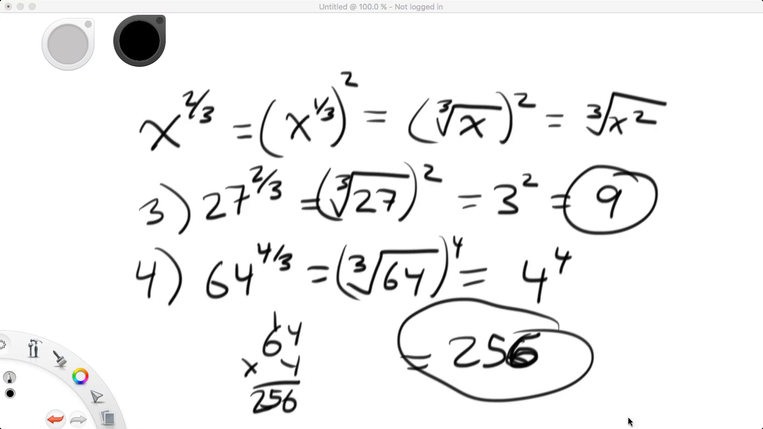Number 4, 64 to the 4/3 power. Actually, 64 has a cube root. The cube root of 64 is 4. So we're going to end up with 4 to the 4th power. Well, we already know that 4 cubed is 64, so now we just need to do 64 times 4. 4 times 4 is 16. 4 times 6 is 24. So 256. The answer is 256. And that's how that goes. Alrighty.